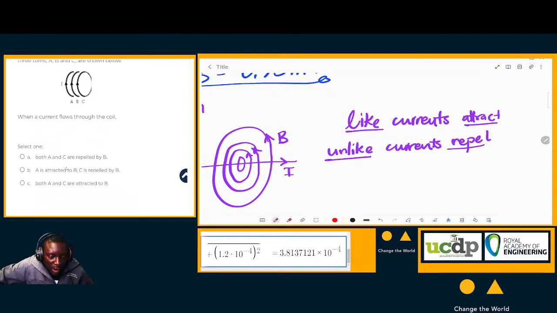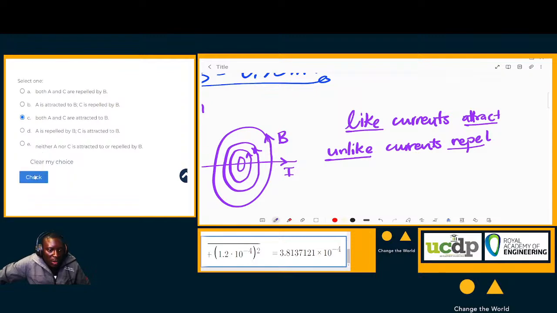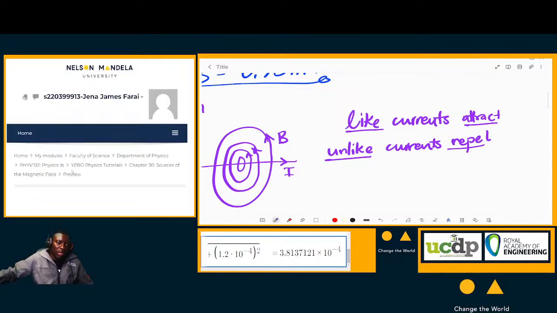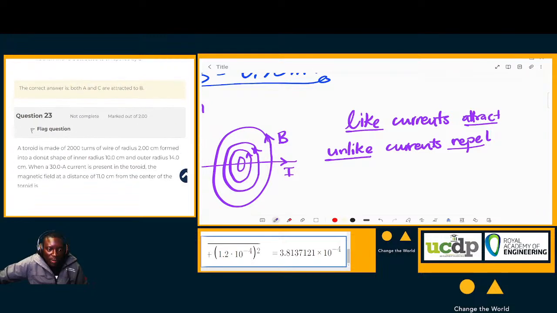So that's one thing for sure. So that means both A and C are repelled by B. There's no repulsion. Both A and C are attracted by B, yes. So anything that talks of repulsion is out. So in this case, our best answer should be C.